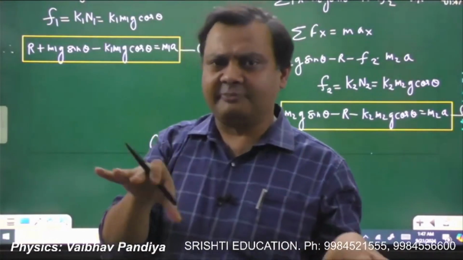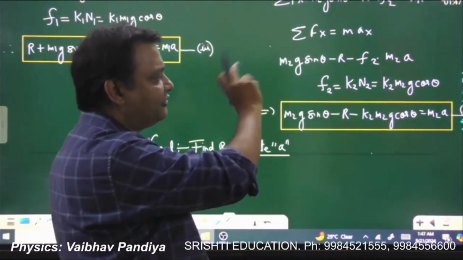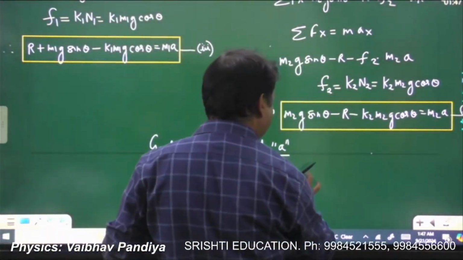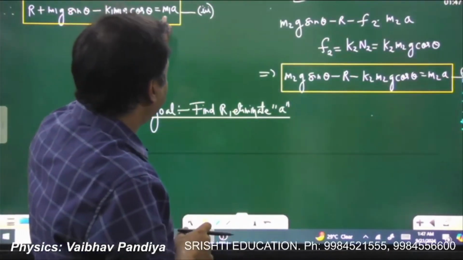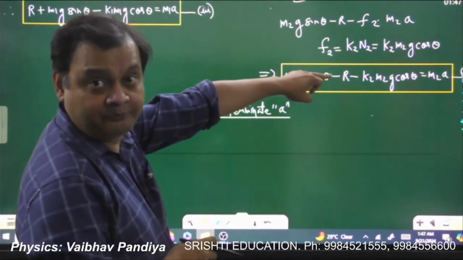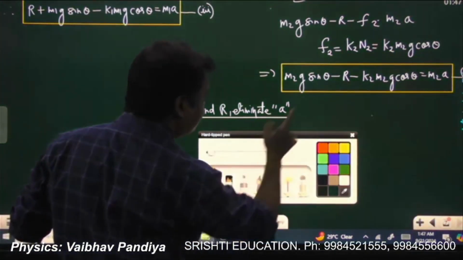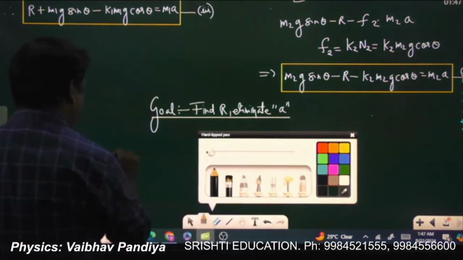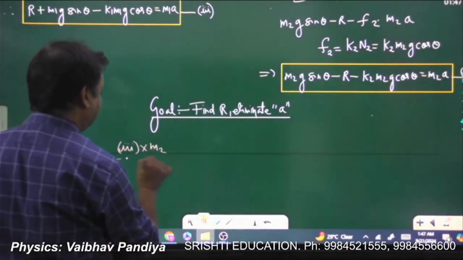That is something very basic which you have been doing from childhood. If you want to cancel some term, make its coefficient same, and that term will get cancelled away. So I'm going for that approach. I want to make the coefficient of A same in both the equations. So here it is M1, here it is M2. So let me multiply equation 3 with M2, and I will multiply equation 4 with M1.